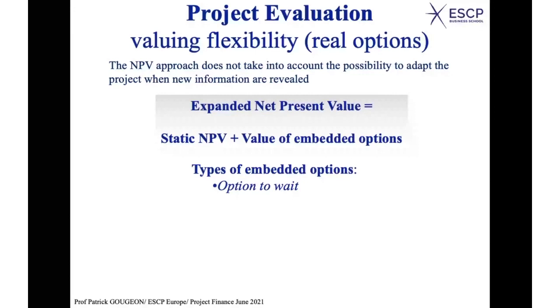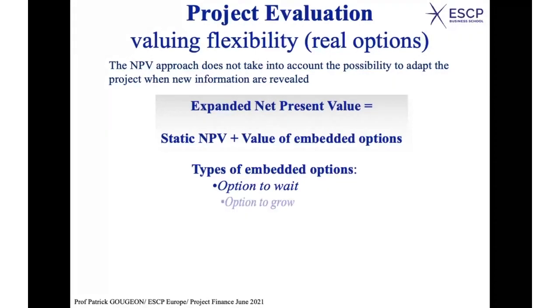An option to grow, which is what I explained before. You invest in a country with just a small investment, maybe just an office in the country, to start developing a commercial network and so on. And if things happen to be as good as you could expect, then you have the option to grow, because you have a presence, and this presence is necessary to grow further. So this is the option to grow.